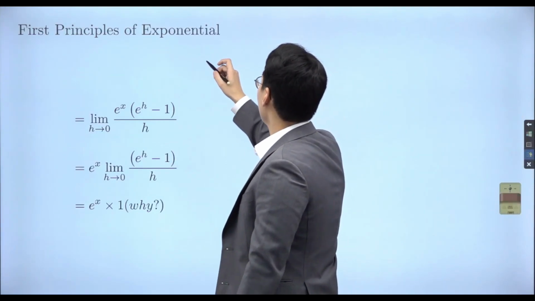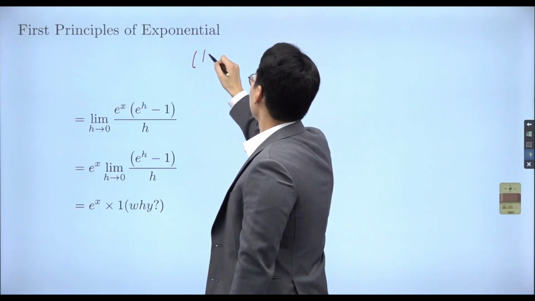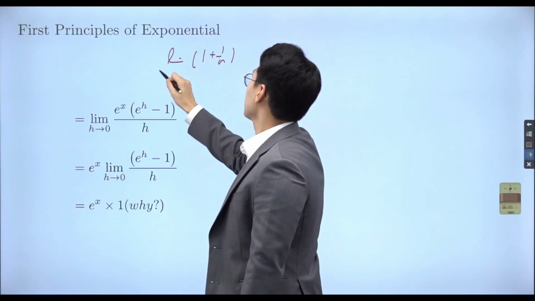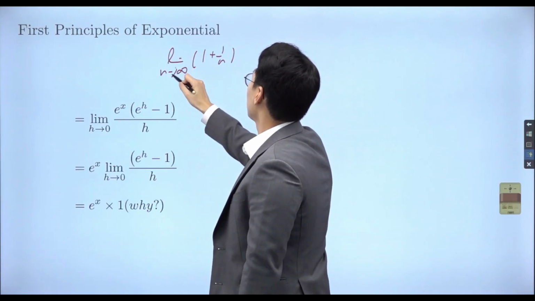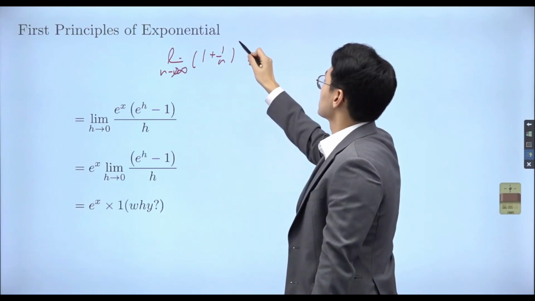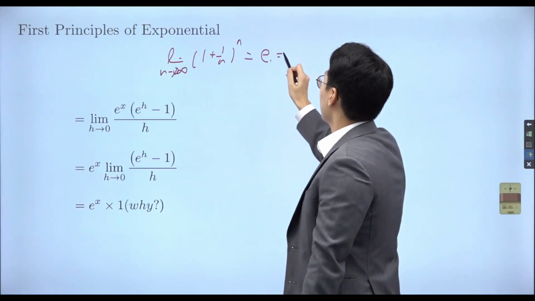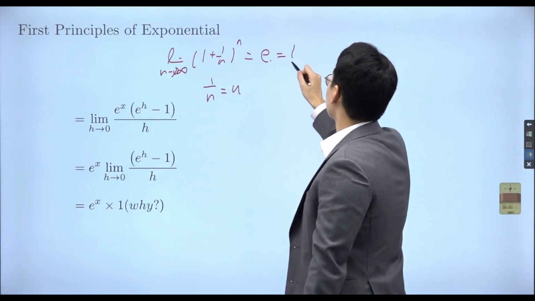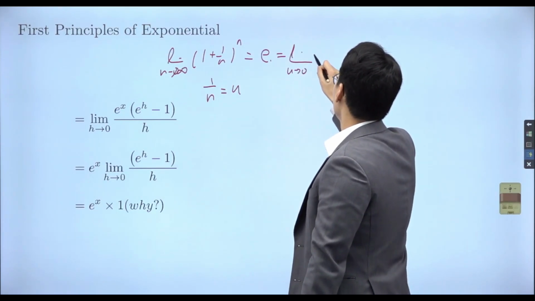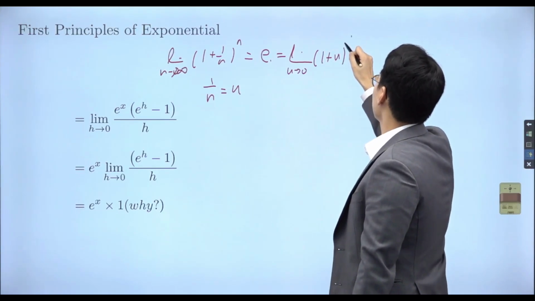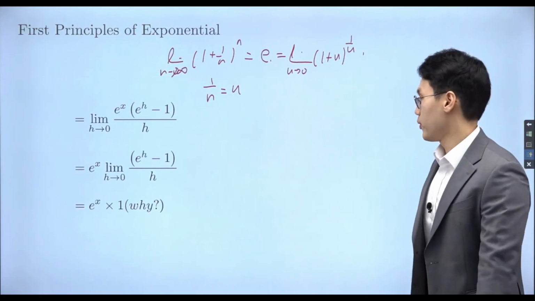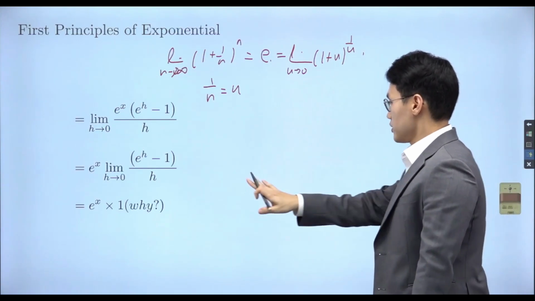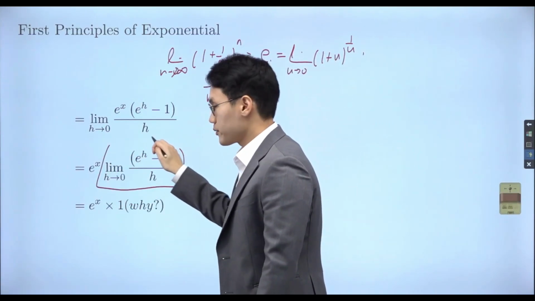So now we know, okay, (1 plus 1 over n) to the power of n, as n goes to infinity, was e, you see? And if I let 1 over n be u, then the limit as u goes to 0 of (1 plus u) to the power of 1 over u becomes e. No problem, that's great.